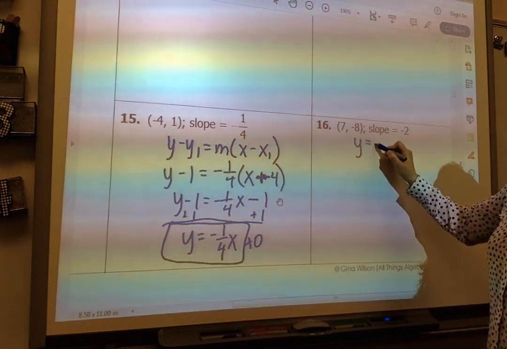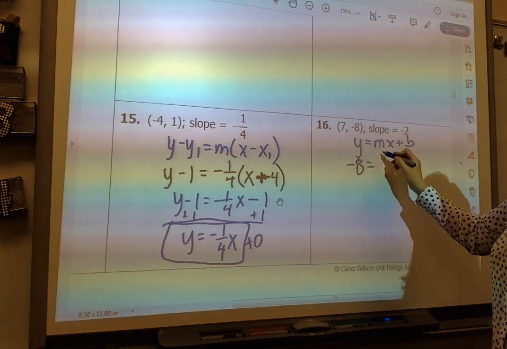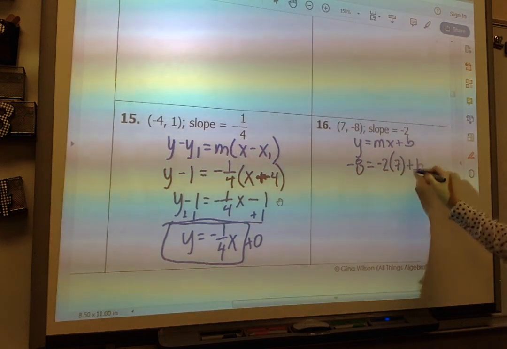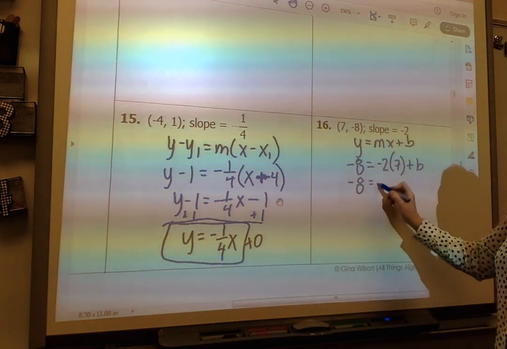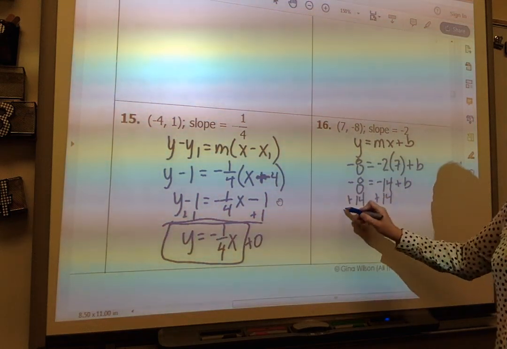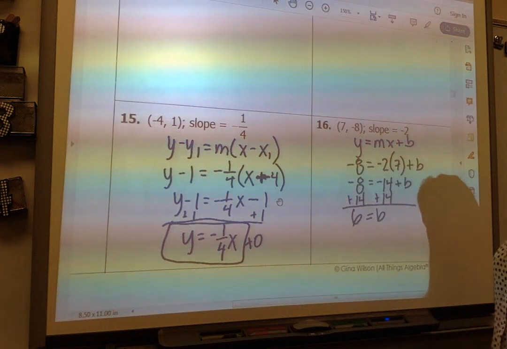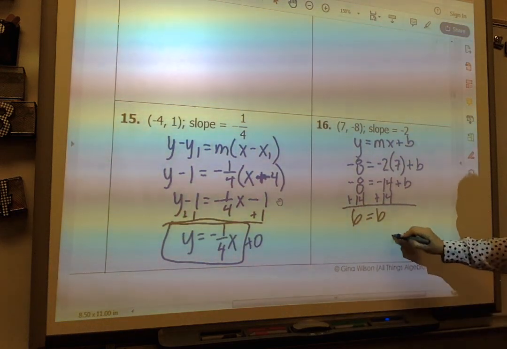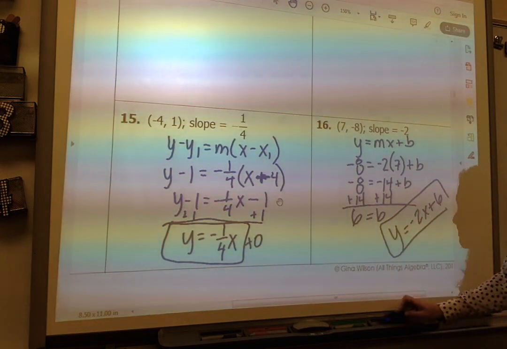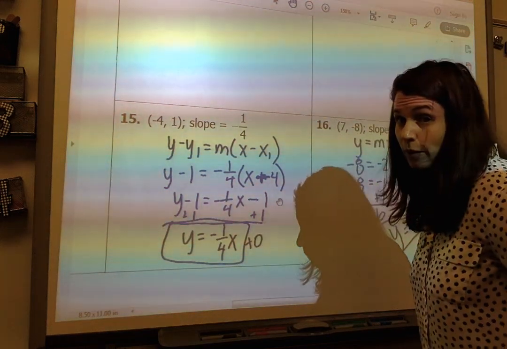And now let's use y equals mx plus b. My y value is -8. My slope is -2. My x is 7, plus b. So now I have -8 equals -14 plus b. I add 14 on both sides, and I get b equals 6. Right? Yes, b equals 6. So now I have y equals -2x plus 6, and now all of these are written in slope-intercept form, okay?